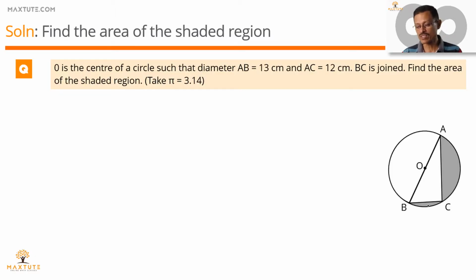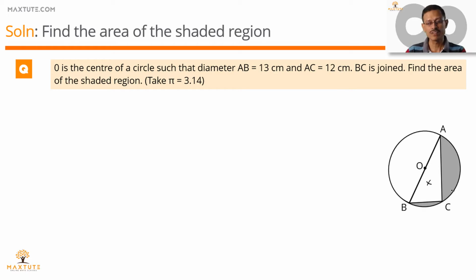We need to find out the area of the shaded region. AB is a diameter, which essentially means that this sector ACB ends up being a semicircle. So we need to find out the area of the semicircle. From that, we need to exclude the area of this triangle. So from the area of the semicircle, if we exclude the area of triangle ACB, we have the area of the shaded region.